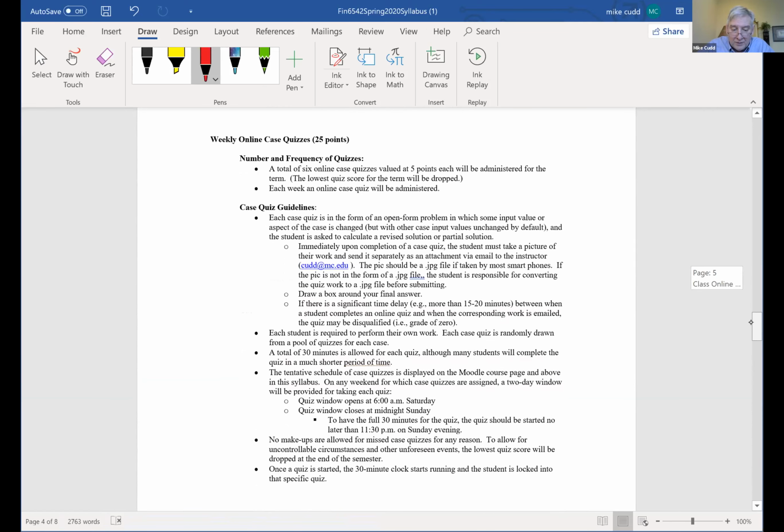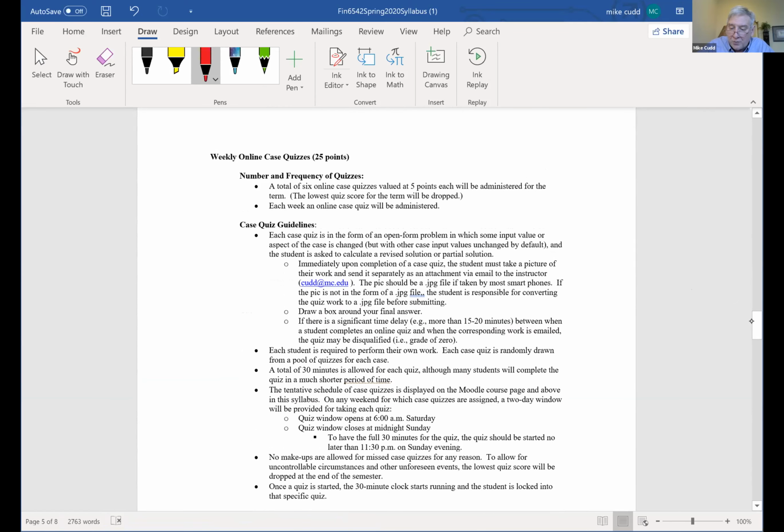And as I said, you'll have a quiz each week. It will be based on your understanding of the case. It'll be a short problem, worth 5 points each. You take these individually. In the quiz, I change up some value in the case and ask you to recalculate something.